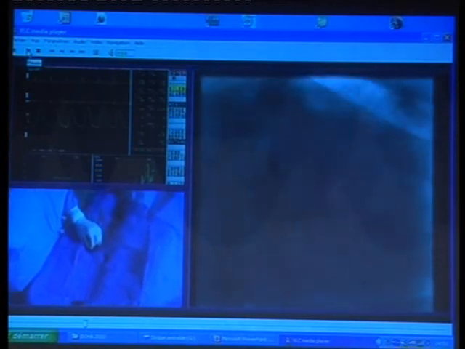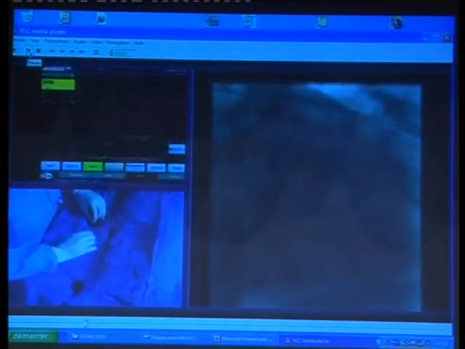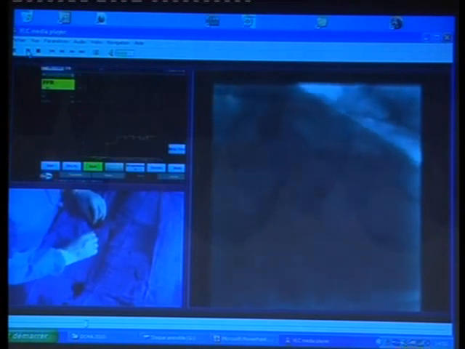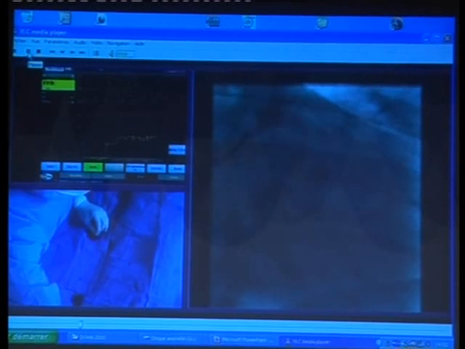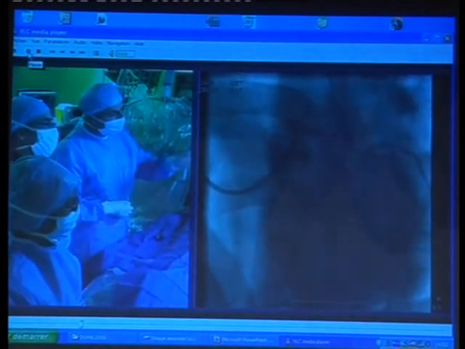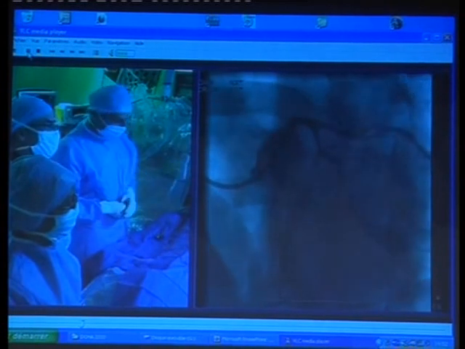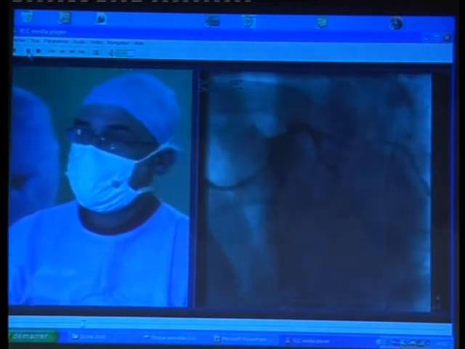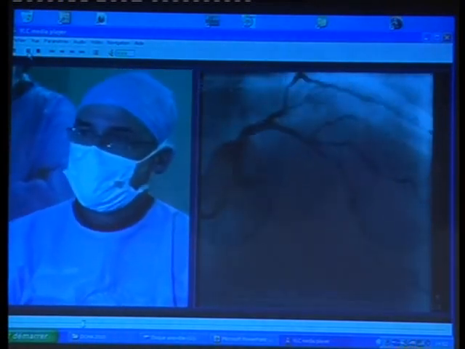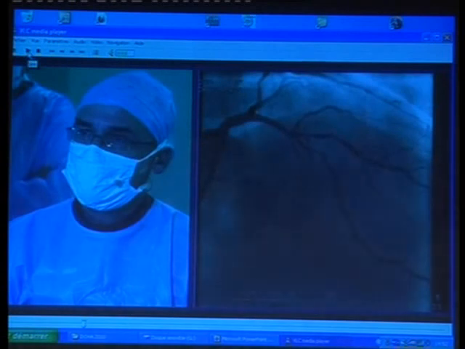And so maybe we should first of all do the FFR of the obtuse marginal of the circumflex territory. You want to see again the lesion? We will try to come back. That's okay. Everybody saw the LAD diagonal. We can come back. The LAD, as you could see, has a very tight lesion. The diagonal, the other view. Yeah, the LAD diagonal is a very interesting lesion. Okay, so this is the anatomy.